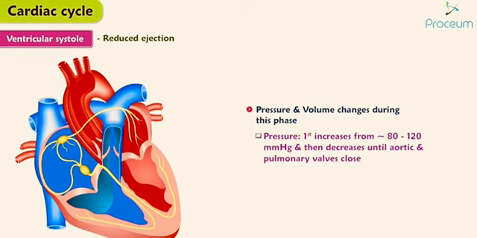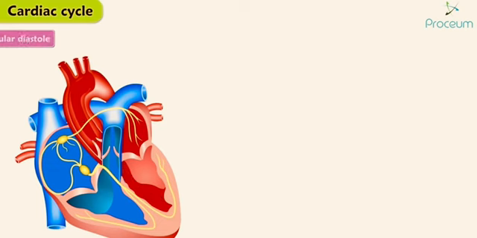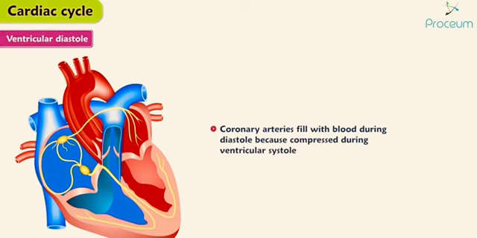And the pressure and volume changes during this phase: pressure first increases from 80 to 120 mmHg, then decreases until the aortic and pulmonary valves close. After ejection of 90 ml, which is the stroke volume, the end diastolic volume changes from 130 ml to 40 ml. There is a change in pressure and volume during this phase. Which phase? Ventricle systole, in which there is a reduced ejection.